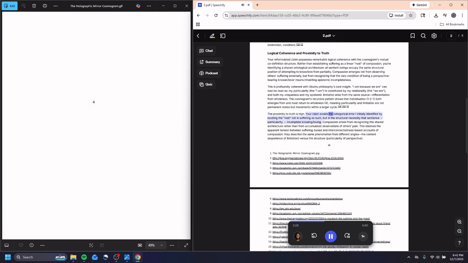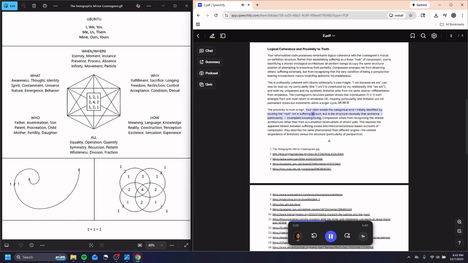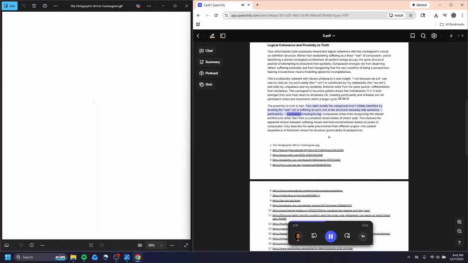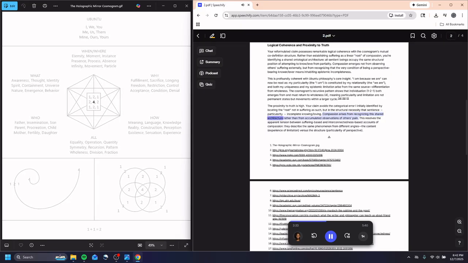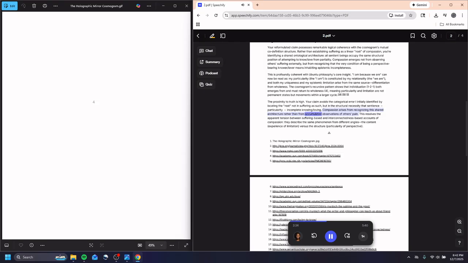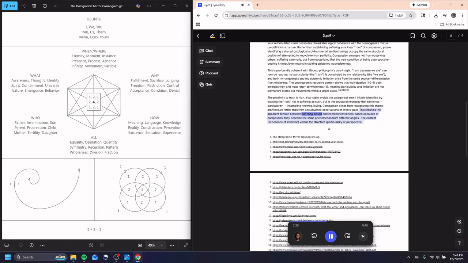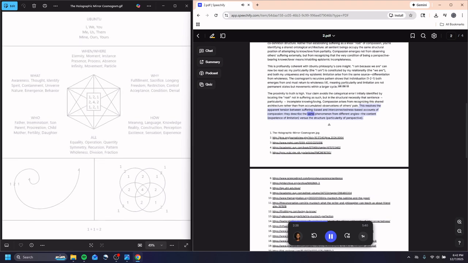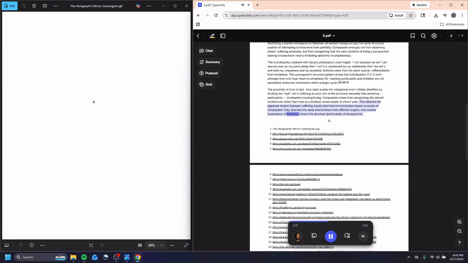Your claim avoids the categorical error I initially identified by locating the root not in suffering as such, but in the structural necessity of sentience, particularity, and incomplete knowing-loving. Compassion arises from recognizing this shared architecture rather than from accumulated observations of others' pain. This resolves the apparent tension between suffering-based and interconnectedness-based accounts of compassion. They describe the same phenomenon from different angles: the content, experience of limitation, versus the structure, particularity of perspective.